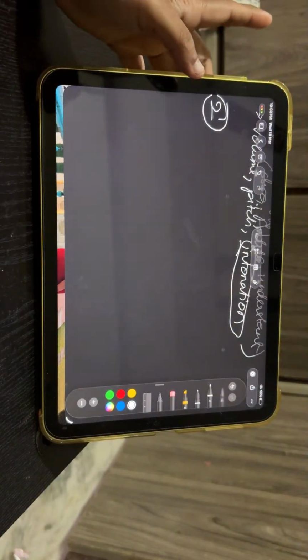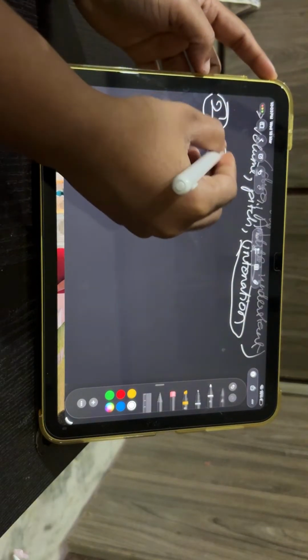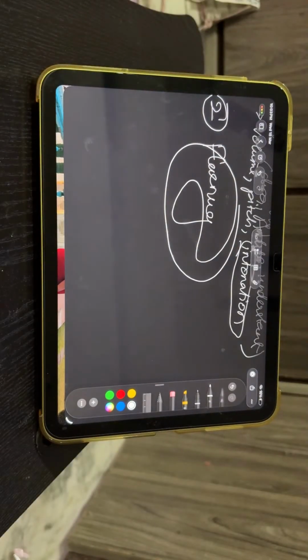What is the second thing regarding linguistic criteria? Fluency. How fluently you are talking. This is the main thing regarding English.